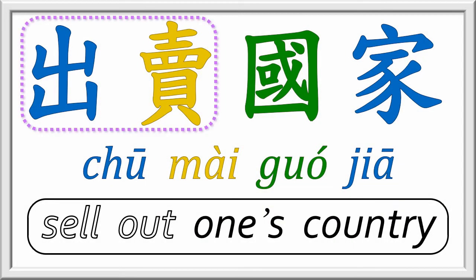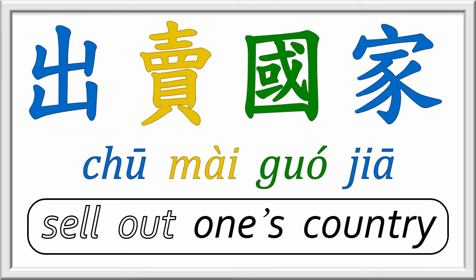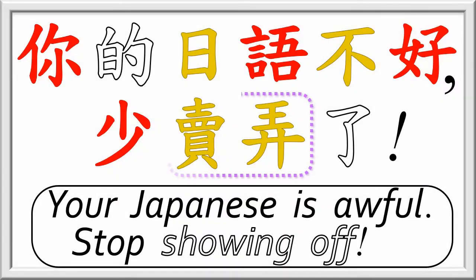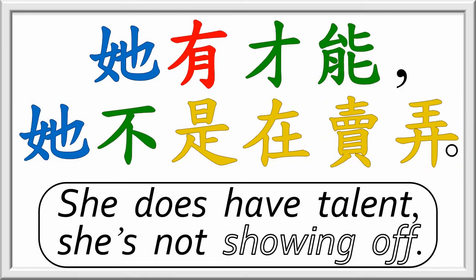To sell out one's country is 出卖国家. 我从不出卖朋友. I never betray my friends. To show off is expressed by the phrase 卖弄, as in these next two examples. 你的日语不好，少卖弄了. Your Japanese is awful. Stop showing off. 她有才能，她不是在卖弄. She does have talent. She's not showing off.